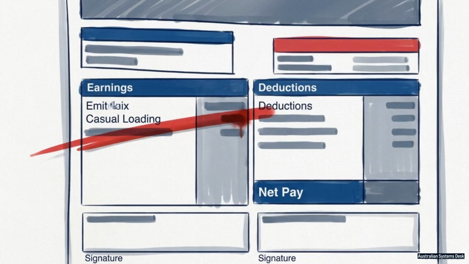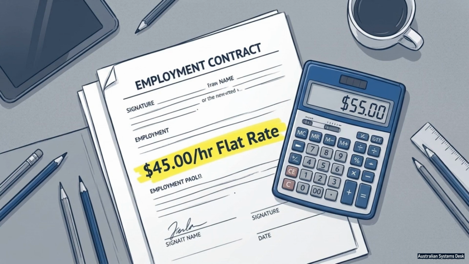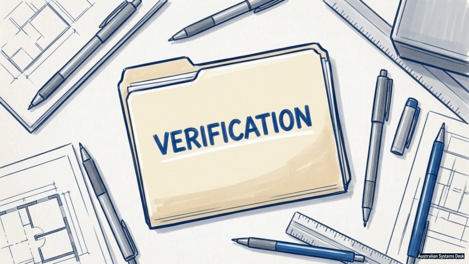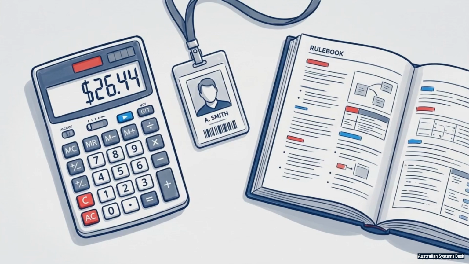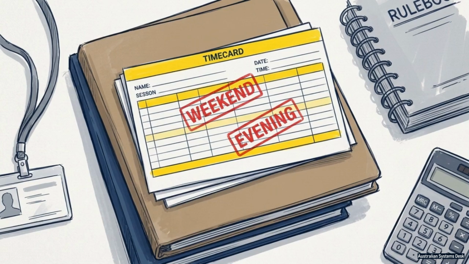You cannot rely on finding the exact words casual loading to confirm you are paid fairly. Similarly, a high flat hourly rate does not guarantee the amount meets the legal minimum. Verifying your pay requires specific details: your industry award, your job classification, your baseline casual rate, and the specific penalty rates for the hours you actually worked.